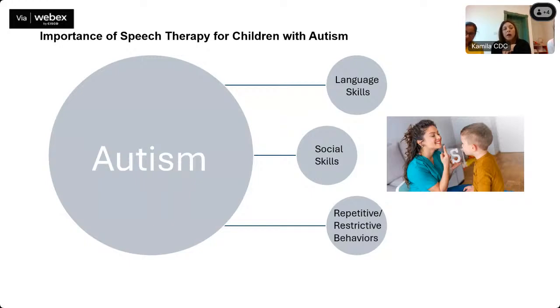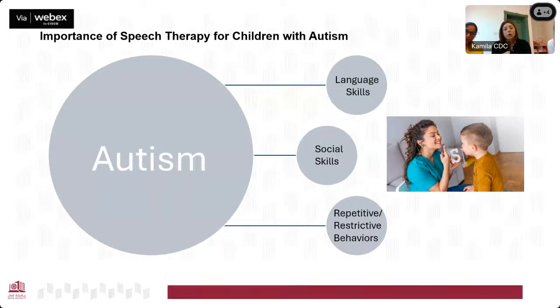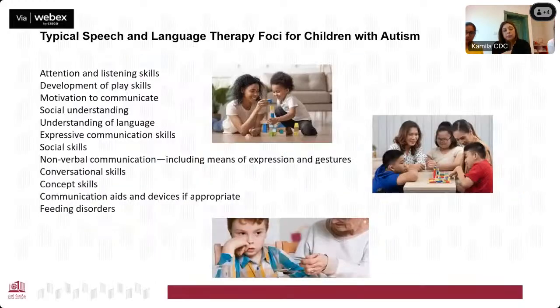This is session 3. So as we all know, autism is a neurological condition characterized by delayed language skills, poorly developed social skills, and repetitive restrictive behaviors. Now, 2 out of those 3 domains, language skills and social skills, are domains where speech therapists focus on.